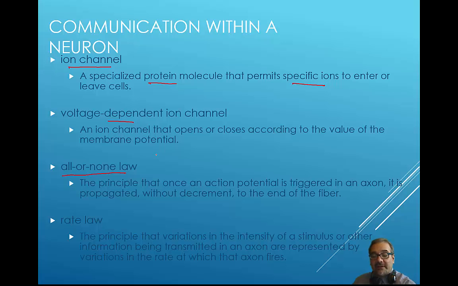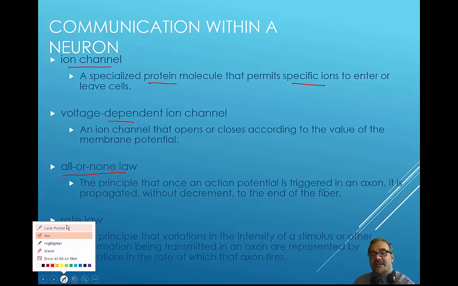Rate law is the principle that the variation in the intensity of a stimulus or other information being transmitted is represented by variations in the rate at which axons fire. Basically, we're talking about the frequency of firing. That's what represents intensity.